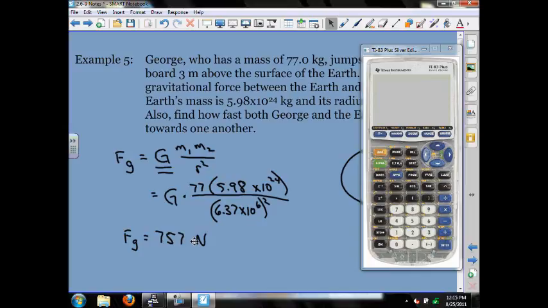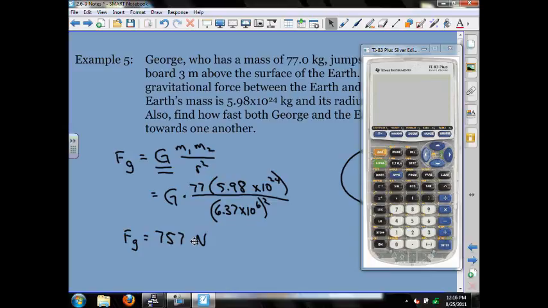With what force does George exert on the Earth? It would be the same. Why? Newton's third law, good. We have forces that act in pairs. So if George is accelerating towards the Earth with 757 newtons, the Earth is accelerating towards George with a force of 757 newtons as well.